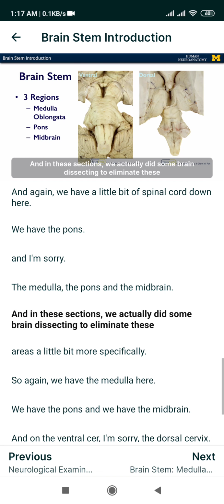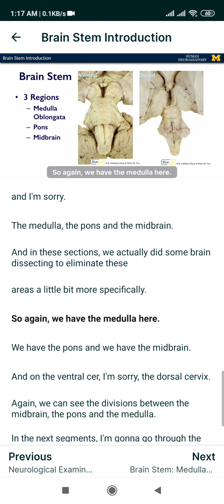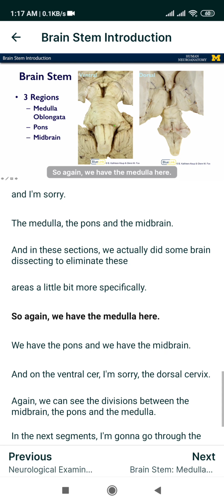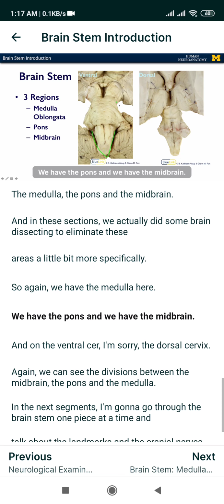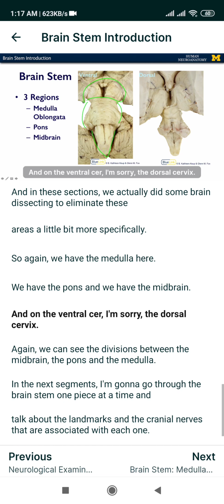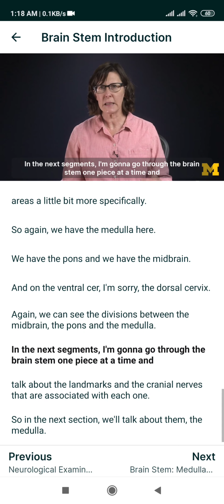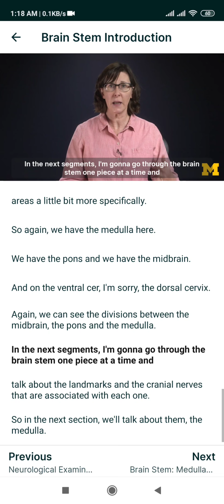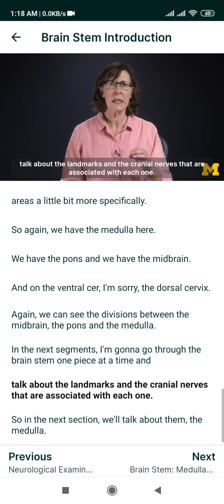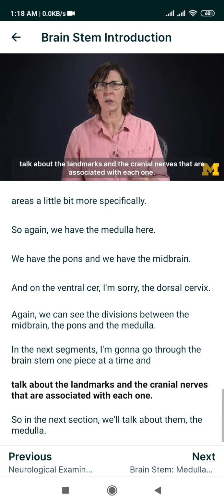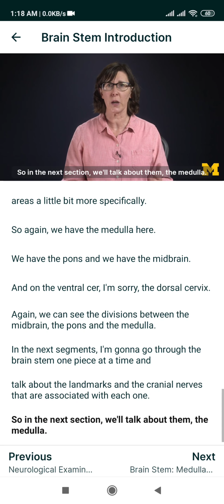And in these sections, we actually did some brain dissecting to illuminate these areas a little bit more specifically. So again, we have the medulla here, we have the pons, and we have the midbrain. And on the dorsal surface, again, we can see the divisions between the midbrain, the pons, and the medulla. In the next segment, I'm going to go through the brainstem one piece at a time and talk about the landmarks and the cranial nerves that are associated with each one. So in the next section, we'll talk about the medulla.